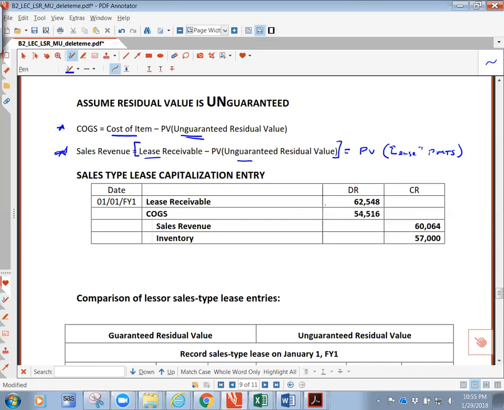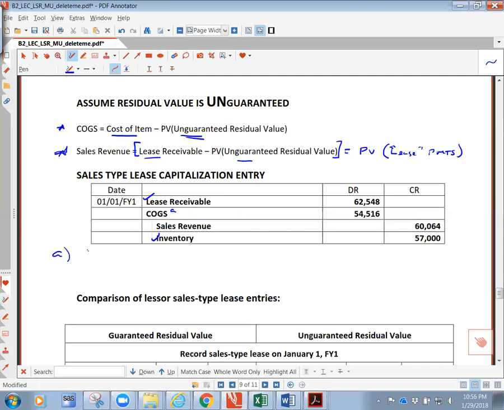Okay, so the capitalization entry: the lease receivable was given. So we're using the same facts as in lease example one. If you want to calculate that number, you really have to go to another video because I can't just keep repeating it. And the inventory was 57,000. But we do want to do the cost of goods sold. I'll put a little A note there.